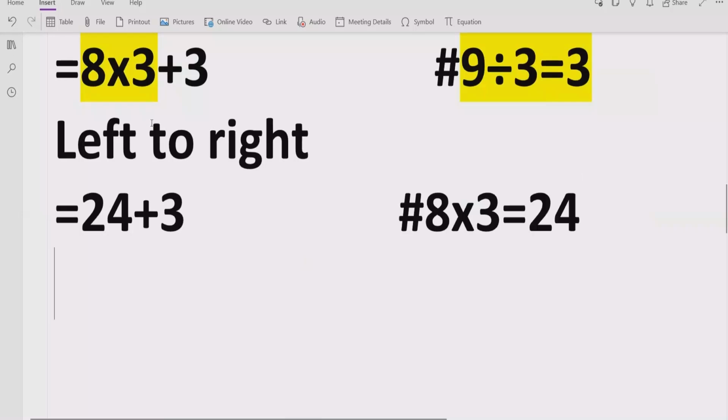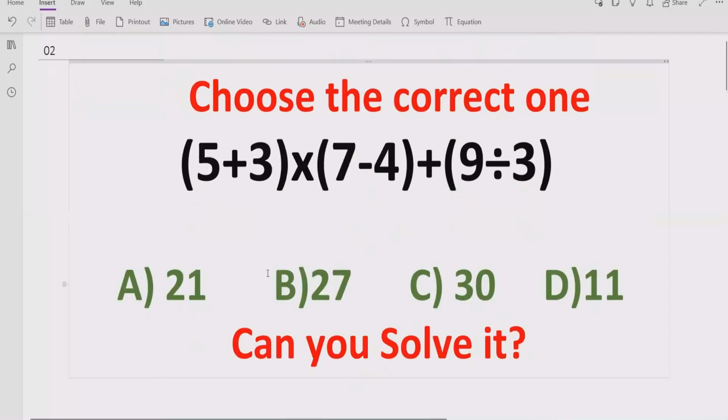Now we have two terms here which are added to each other. So we will write 24 plus 3, which equals 27. So the answer of the given expression is 27. So answer B is the correct answer. I hope you understand how you can solve the given expression using the PEMDAS and BODMAS method and get the correct result. So that's it for today.